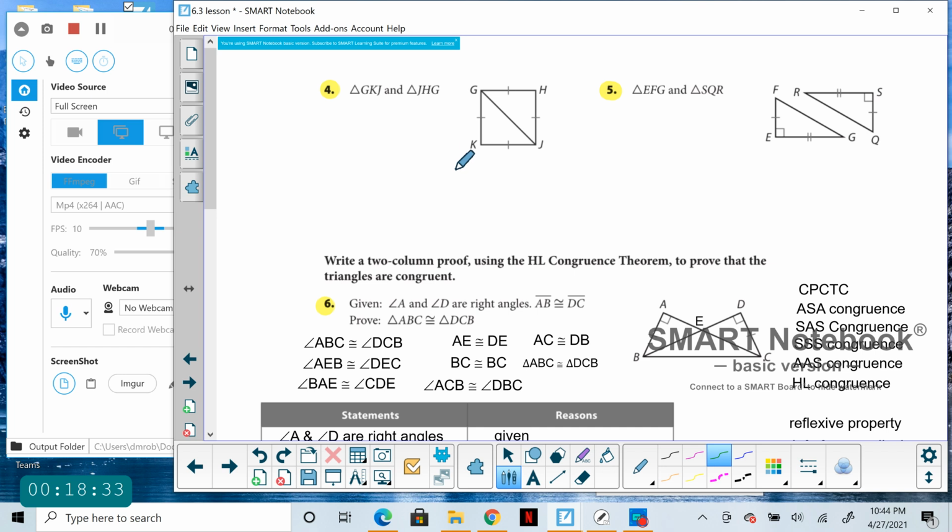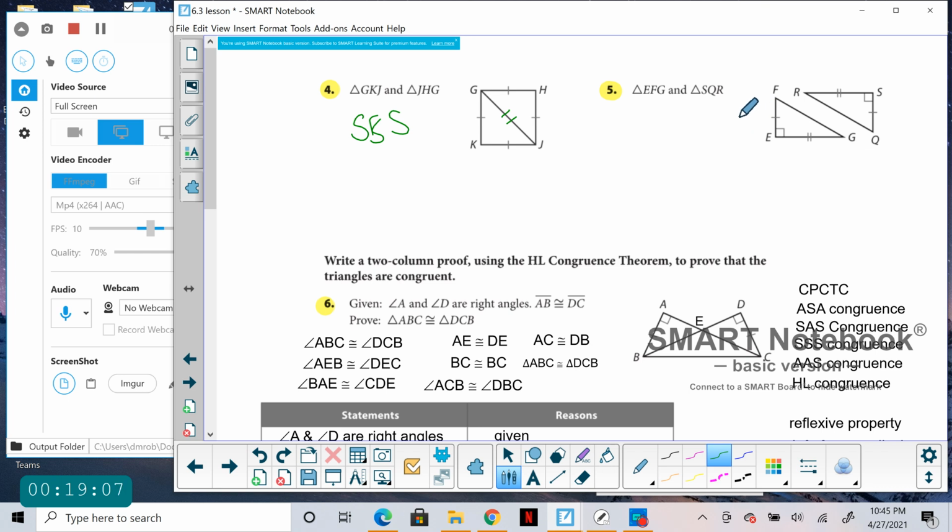Number 4, GKJ to JHG. And we have these four sides that are all congruent to each other, and we can get GJ by the reflexive property. So this is side, side, side congruence. Alright.